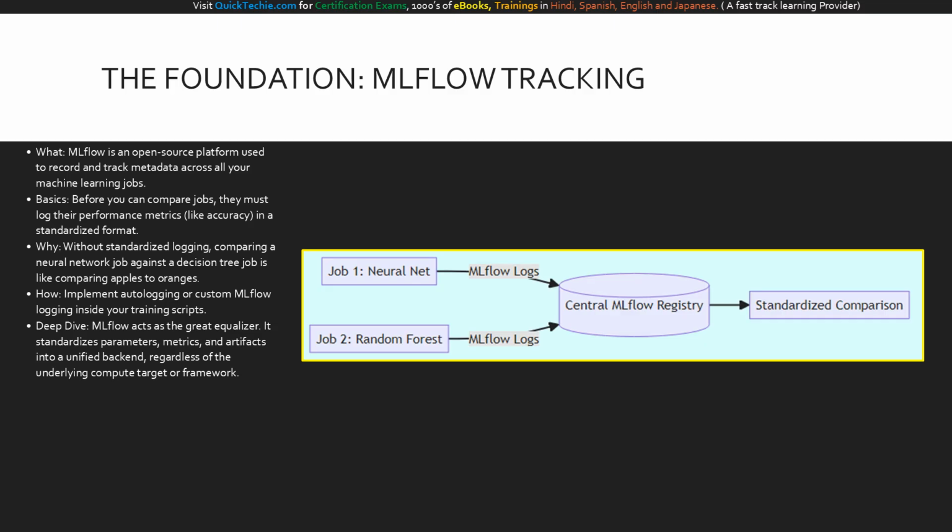Here we see MLflow acting as the great equalizer. We have two wildly different training jobs on the left, a neural net and a random forest. Because both jobs are configured to use MLflow logs, their distinct performance telemetry is routed into the exact same central MLflow registry. This unified data store is what makes our standardized downstream comparison possible.